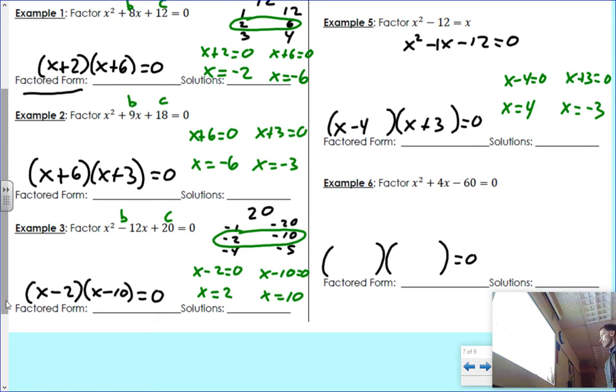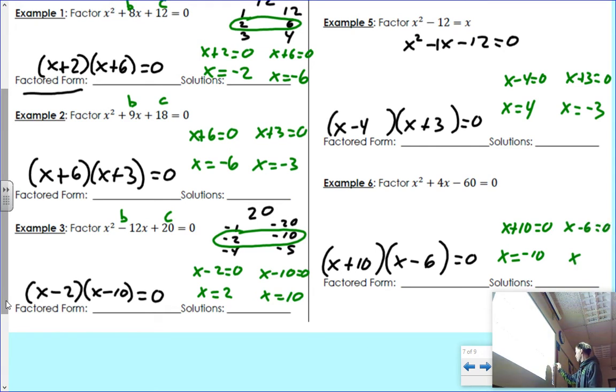Same thing on example 6. What multiplies to negative 60 and adds to be positive 4? That's going to be x plus 10 and x minus 6. 10 times negative 6 is negative 60, and 10 minus 6 is positive 4. And then for your solutions, you have x equals negative 10 and x equals 6.